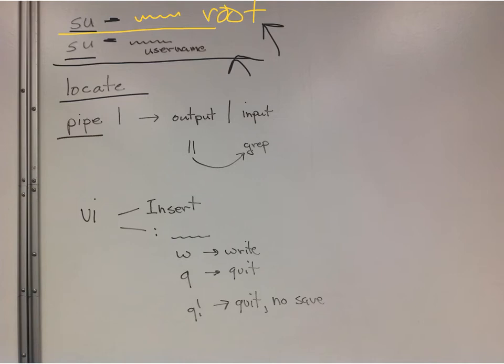We talked about the pipe, using that vertical line, the pipe. You can take output and pipe it as input to another command. So we did a long listing and we piped it to the grep command. And we looked for something. We typed something in over here.